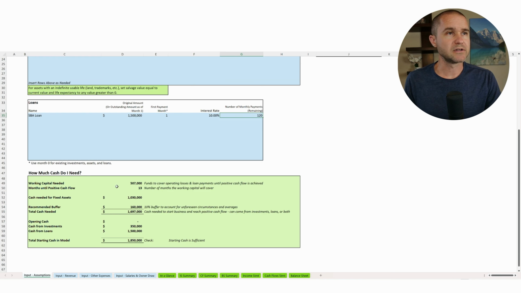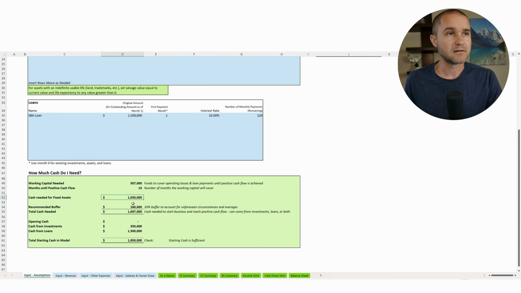Now this green box down here is going to tell you whether it thinks you have sufficient cash based on your projections. So the first thing it's going to look at is the months until you reach a break even or positive cash flow. So it's going to calculate that automatically. And this is all based on the assumptions that you're putting in. And then it's going to say, okay, if it's going to take you 13 months to break even on this model, you're going to need X amount of dollars in working capital to cover losses during those first 13 months. So in this example, it thinks we need $500,000 in working capital.